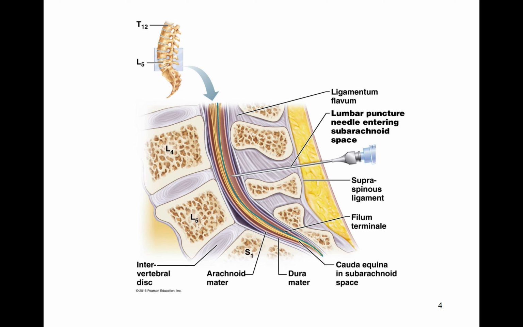A lumbar puncture is when you stick a needle into the subarachnoid space in order to sample cerebrospinal fluid. Maybe you're looking for infection in the brain or the central nervous system. You might sample that cerebrospinal fluid to assess the CSF for signs of infection. Again, this is a great spot because the spinal cord does not exist past L1 or L2, so you don't risk hitting that important central nervous system structure.